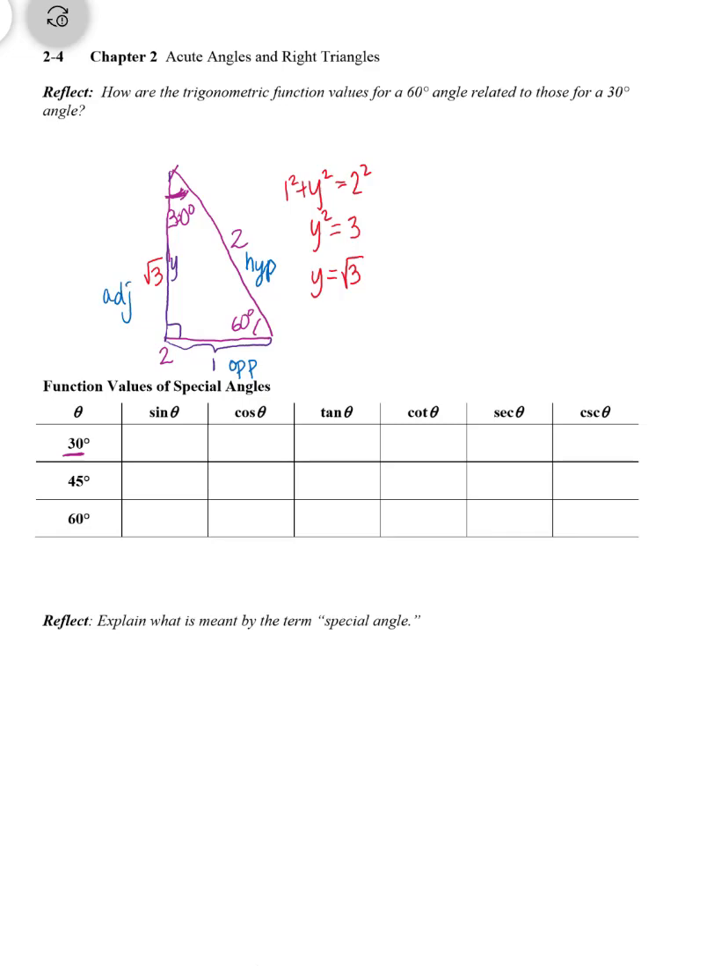So sine of 30 degrees, we look back at the beginning of this section, following the definitions. It's opposite over hypotenuse, so this is 1 over 2. Cosine is adjacent over hypotenuse, so that's root 3 over 2. Tangent is opposite over adjacent, so that's 1 over root 3. We rationalize the denominator. We can multiply by root 3 over root 3. So we get root 3 over 3.